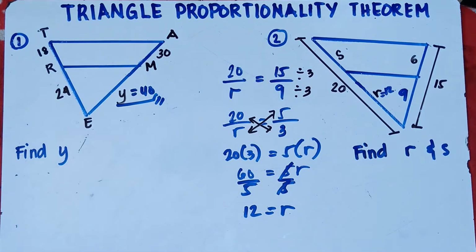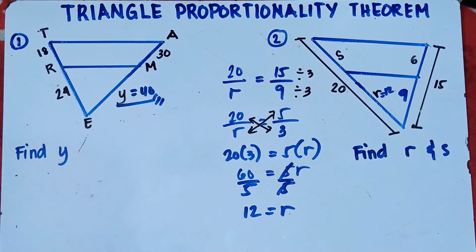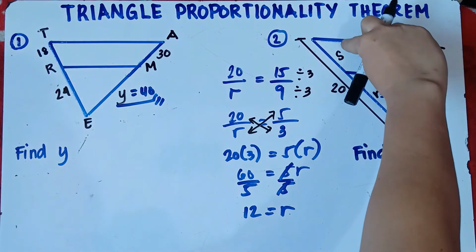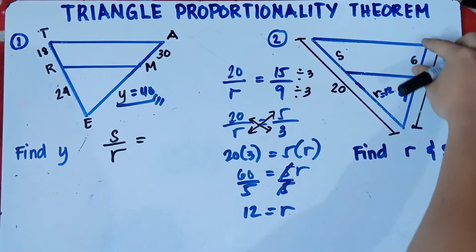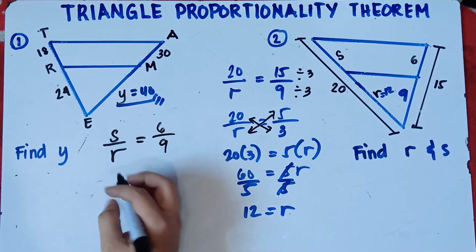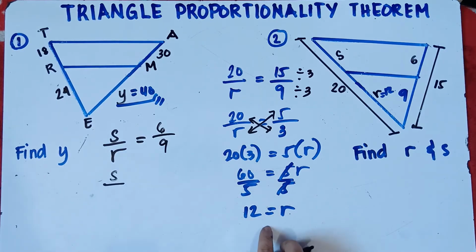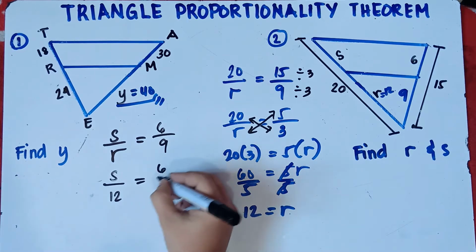So this is 12. Now, can we find s? Yep, we can find s. The ratio of this side over this side, then 6 over 9. So let's find s. This will be s over r. So s over r is equals to 6 over 9. So this will be S, copy S, then our R is 12. So 12 is equal to 6 over 9.